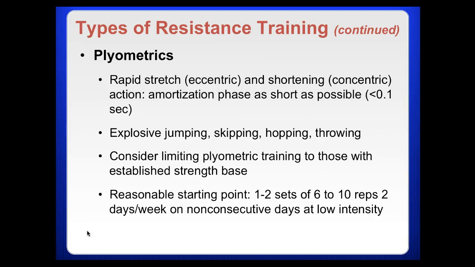You want to be careful when prescribing plyometrics because it can greatly stress muscles, connective tissues, and joints. So you might want to limit the training to people who have established a strong base. And also to start, you would want to do 1 to 2 sets of 6 to 10 reps about 2 days per week on non-consecutive days at a low intensity. And we'll talk about all the different types of plyometrics from low intensity to high intensity.